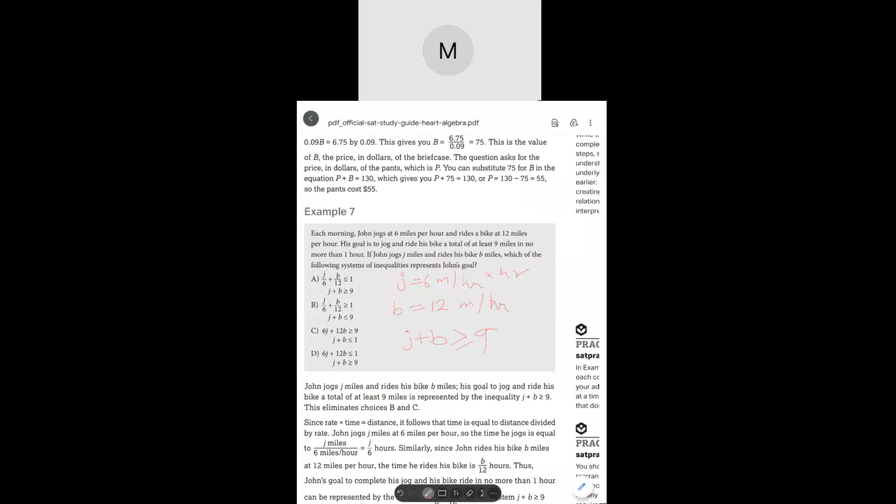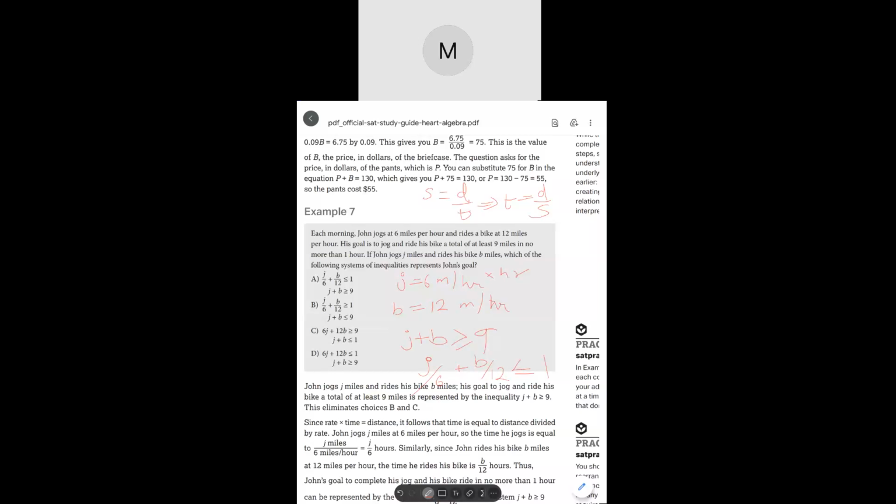And he wants to complete his goal in no more than 1 hour, which means that the timing has to be less than or equal to 1 hour. So how do we calculate time? The number of miles he travels divided by the speed. Now remember, speed is distance over time. So if I were to calculate time, I would say it's distance over speed, which means in this case j over 6 plus b over 12 has to be less than or equal to 1 hour. Now remember, it's less than or equal to 1 because it's no more than 1 hour. That's why it's less than or equal to. The wording is very important here. So now I have both my equations.